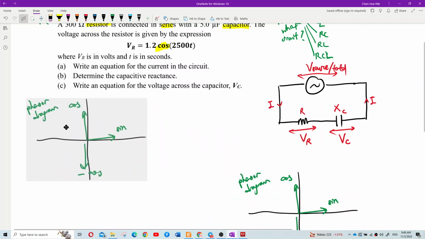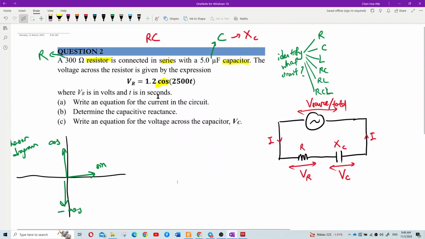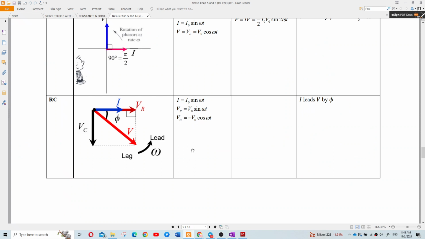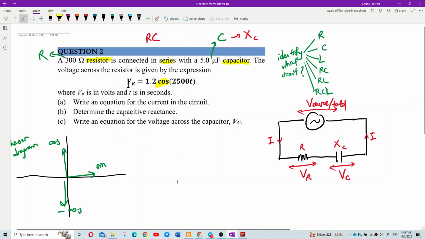Okay. Let me put it here. Okay, but tapi dia kata VR nya cos. So ini ada sikit kelainan daripada nota. Nota kamu punya VR adalah sine graph. Tapi soalan ini VR-nya cos. So current equation pun lain juga.